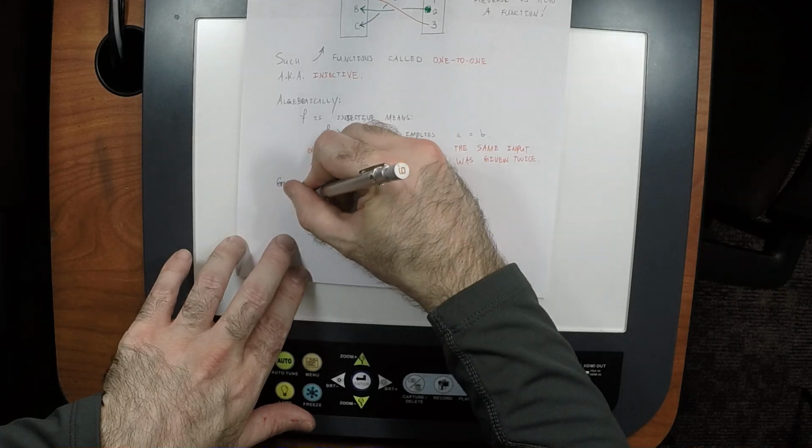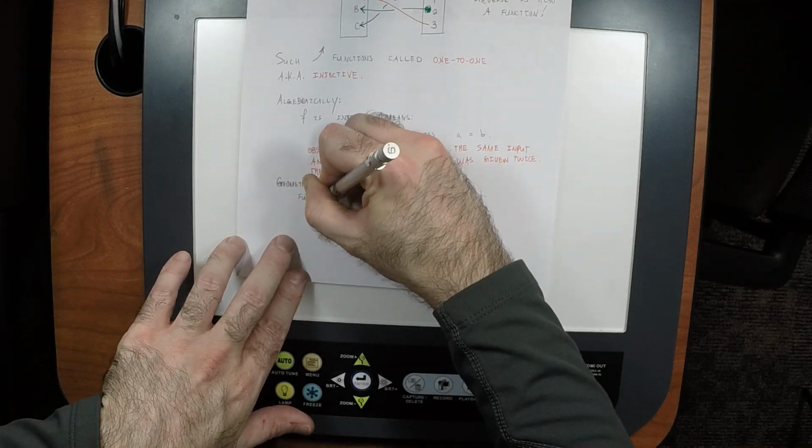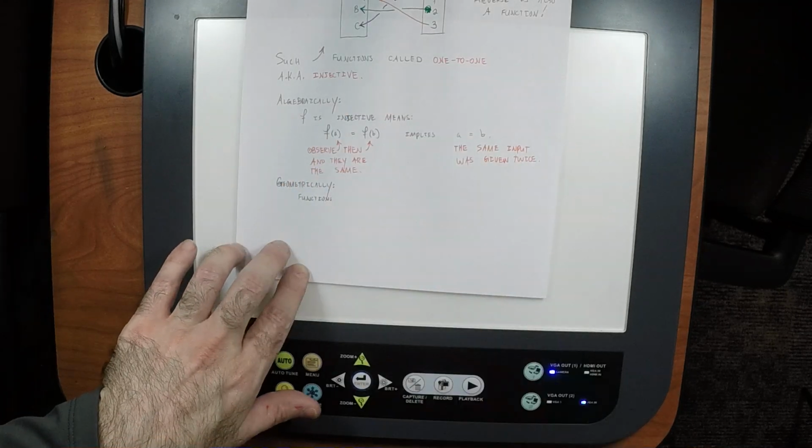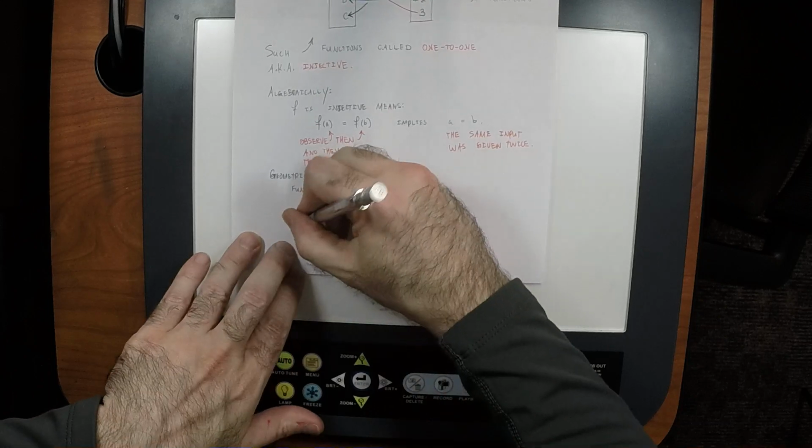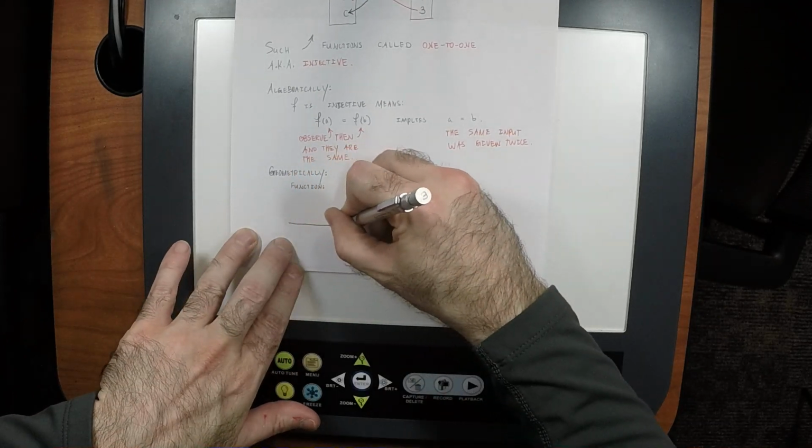So geometrically, to be a function, which is to say that you have one arrow leaving, here's two possibilities.